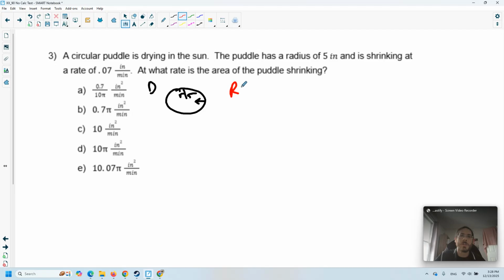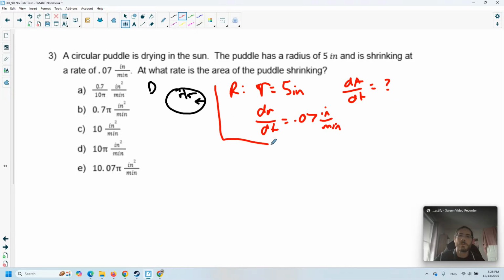So if I list out my rates, our radius r is 5 inches. Our dr/dt is 0.07 inches per minute. I know that that's going to be the dr/dt because that's matching up my units. We're going to find the rate the area is shrinking, so that's dA/dt. So we're trying to figure that out. So we'll make our rate box.